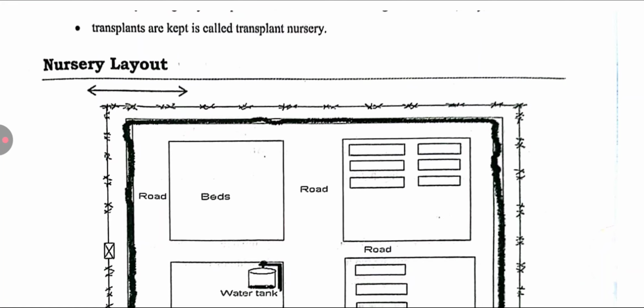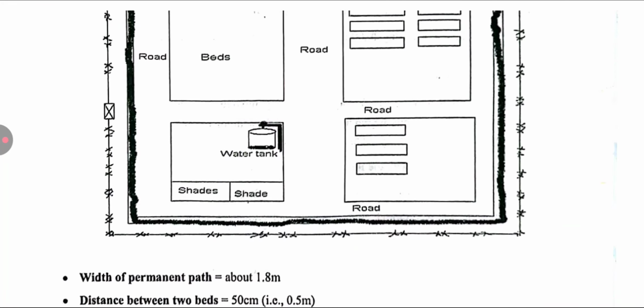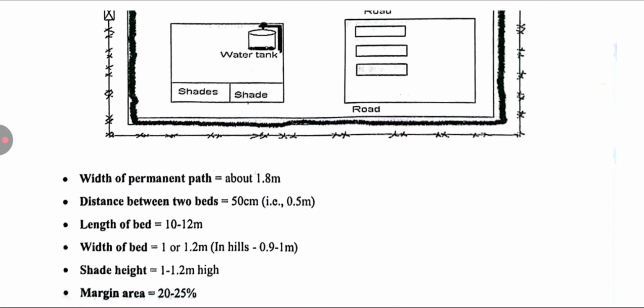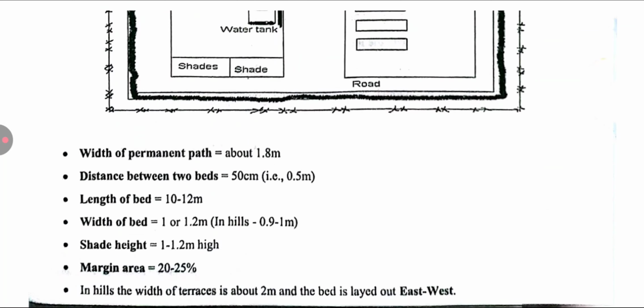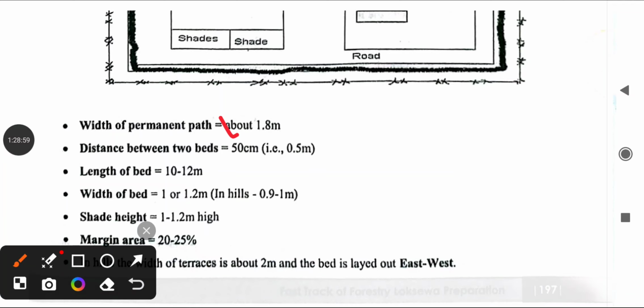Nursery layout, this is how the nursery layout looks. Look at this. The width of the permanent path is about 1.8 meter. Distance between two beds is 50 centimeter, that is 0.5 meter. Length of bed is 10 to 12 meter. Width of bed is 1 to 1.2 meter.